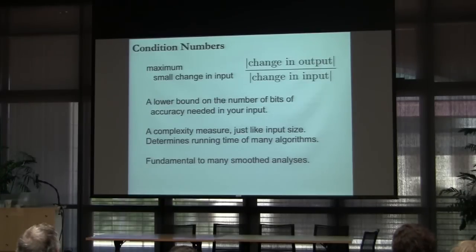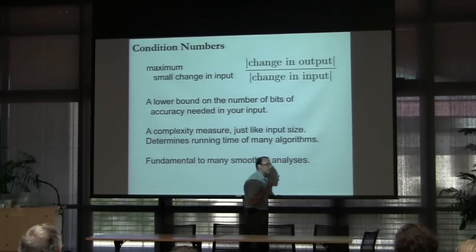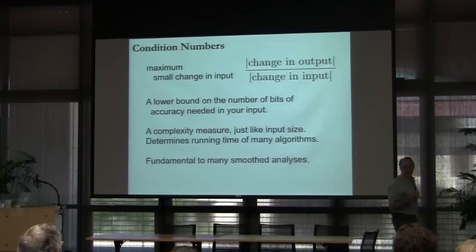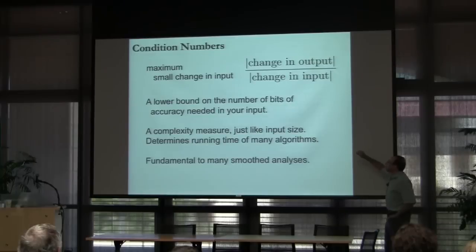Okay, so another thing to observe about these condition numbers: they are a lower bound on the number of bits of precision you need in your input if you're going to solve a problem. And of course, if you've measured your inputs to less resolution than the condition number, that means you have not measured them to enough bits of accuracy to actually get the answer you want. So numerical analysts often talk about the condition number as a measure of the complexity of an algorithm.